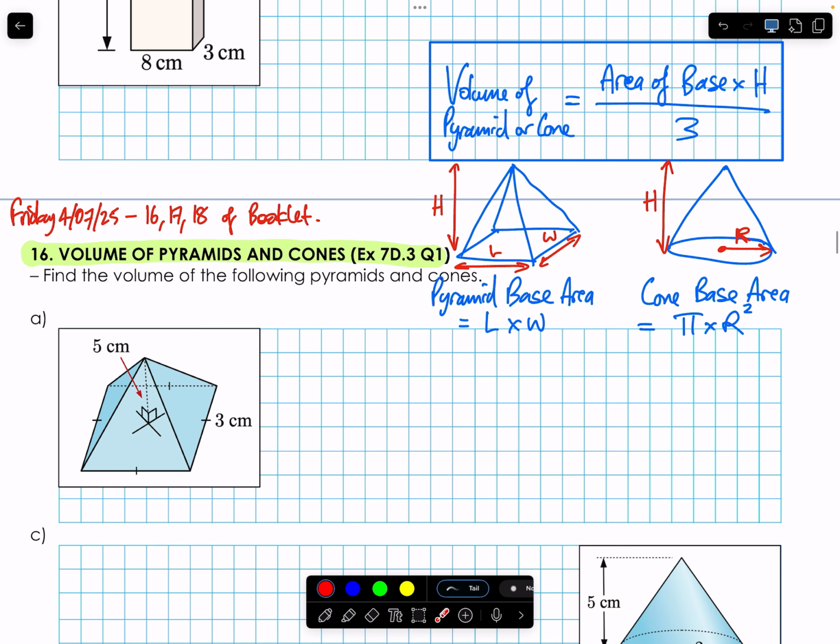Wait, so what's the little thing in the middle of the pyramid? Middle of the pyramid? That's length. No, here. Oh, that's telling you that from the middle of the base up to the tip is 5 centimeters, so it's 5 centimeters tall. Okay?